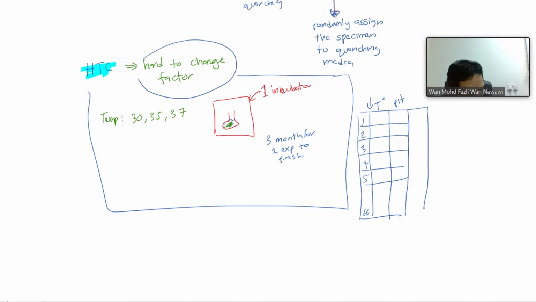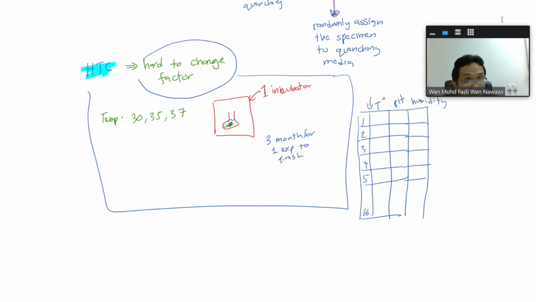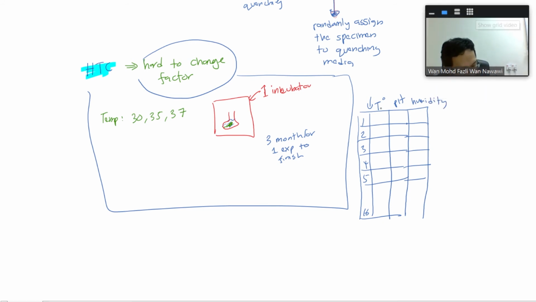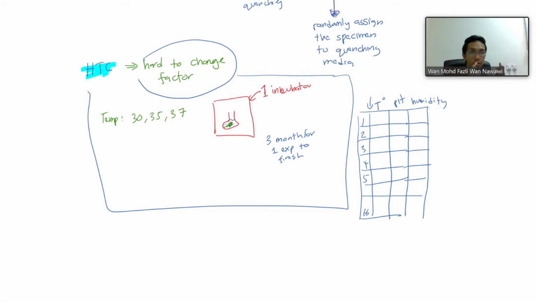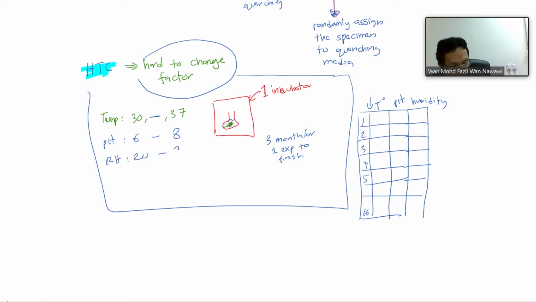Let's say you have three factors that you want to test. Another thing, maybe humidity. So you have 3 factors, and let's say you have 16 runs. When you put the factors inside the software, assuming that you use 2 levels, temperature can be, let's say, 30 or 37. So you have 2 levels, and then pH you want to test between 6 to 8, and then humidity maybe between 20 to 80.